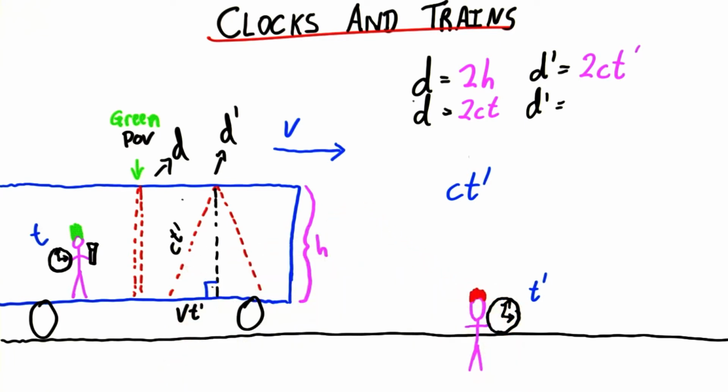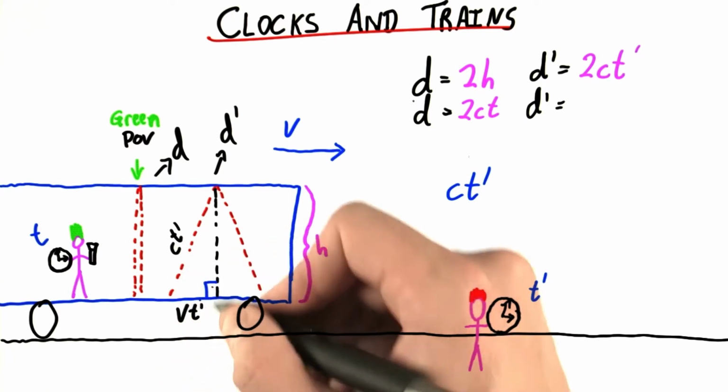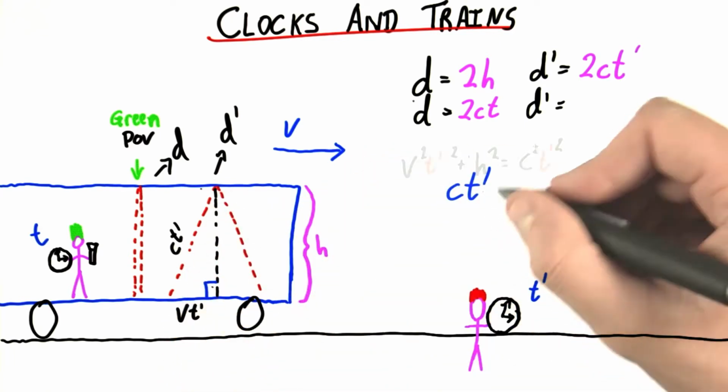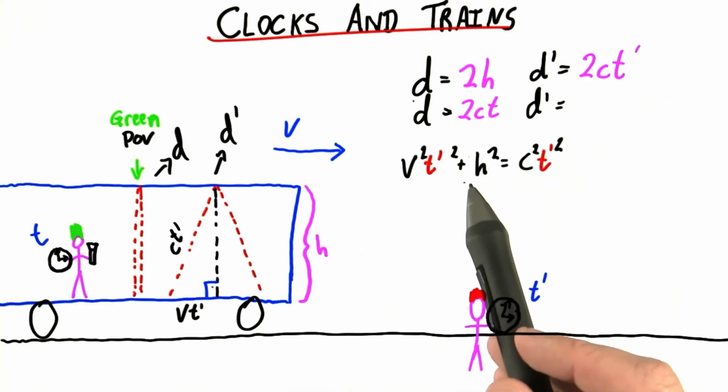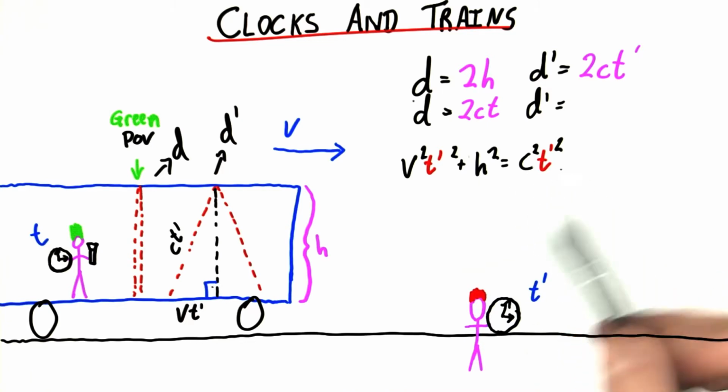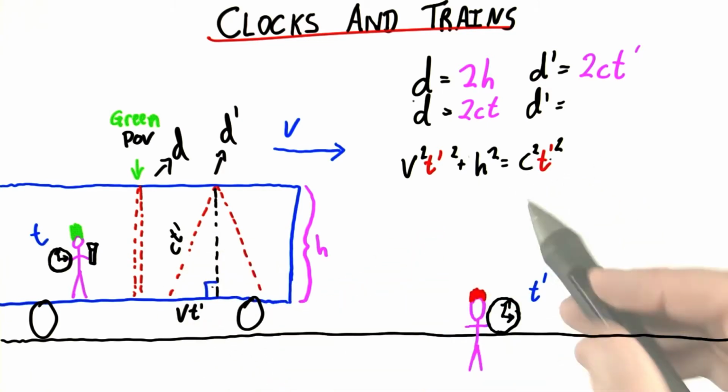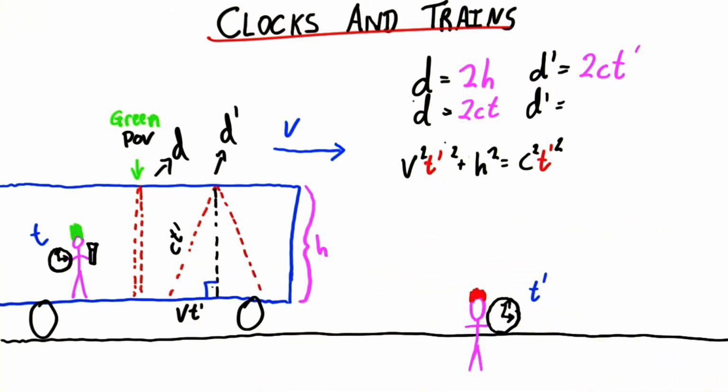I'm going to do the Pythagorean theorem. This squared plus that squared must equal this squared. And when I do that, I get v squared times t prime squared plus h squared equals, well, this side squared. And I'm writing the t primes in red just so we can keep focus on them.